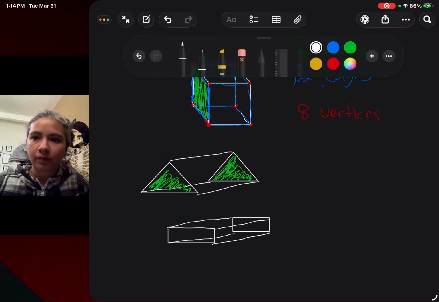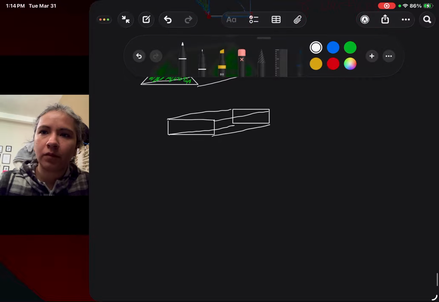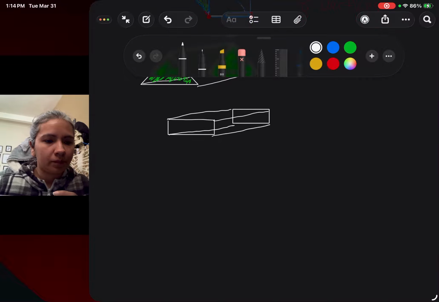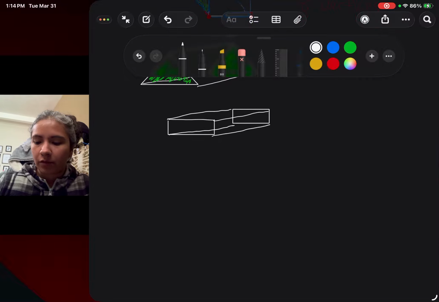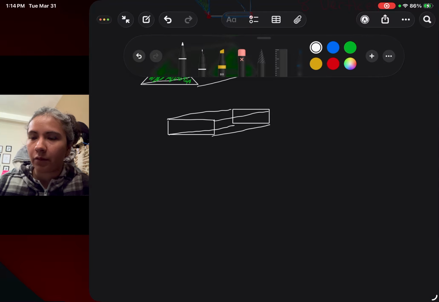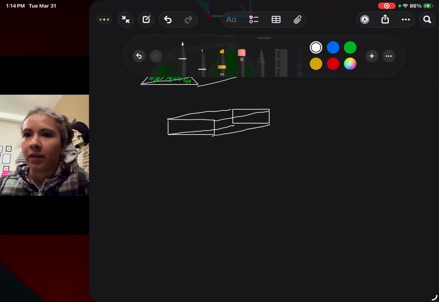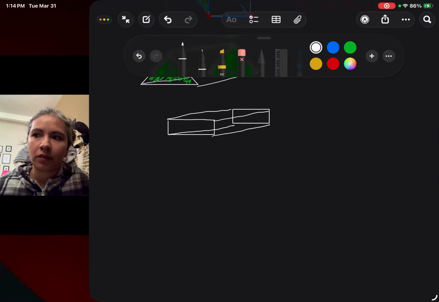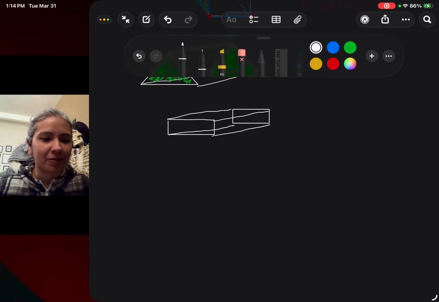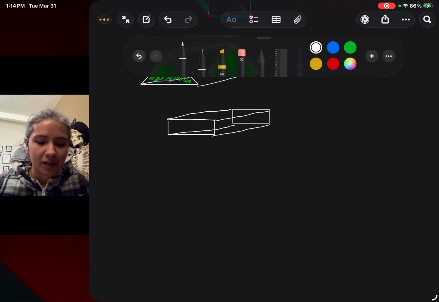So for a soccer ball, a geometric solid to describe that would be a sphere. For a tissue box, the rectangular one, it would be a rectangular prism if it's the long tissue box instead of the cube one. And like a can of Pringles would be a cylinder.